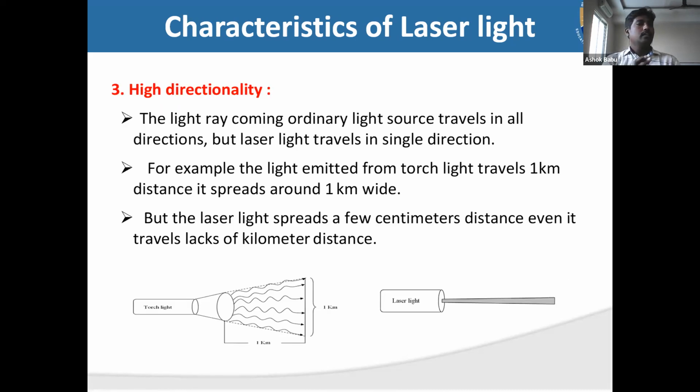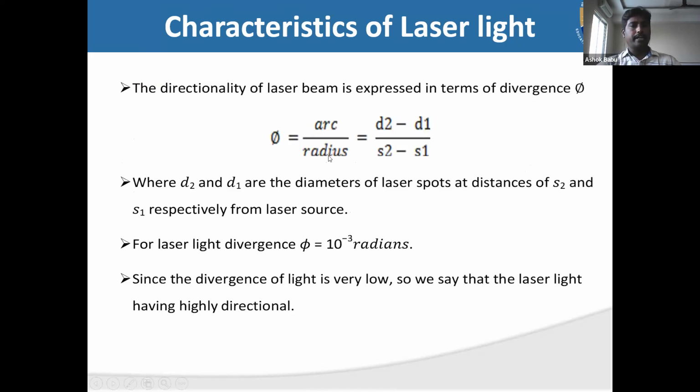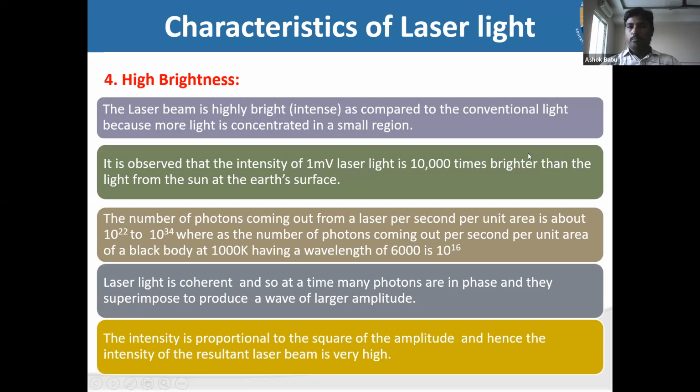Coming to directionality, light from an ordinary source travels in all directions, as from a torch light. But laser light spreads only a few centimeters even when it travels lakhs of kilometers. Due to its high intensity, its directionality is also very high. We can measure the divergence using the formula arc by radius.